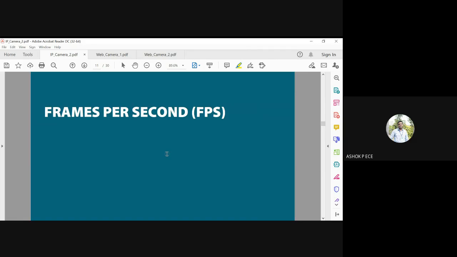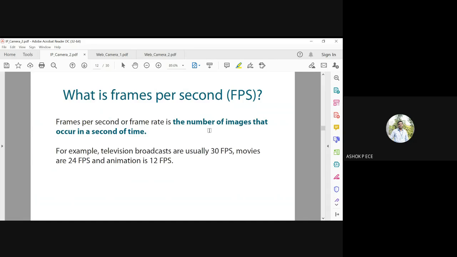Frames per second. How many images per second are we going to capture? The number of images that occur in 1 second of time. Usually you have 30 FPS, 24 FPS, and animation is 12 FPS. 30 FPS means 30 frames per second. So in 1 second you are going to capture 30 frames, which are nothing but images. And for movies it is 24 frames per second, and animation is 12 frames per second.